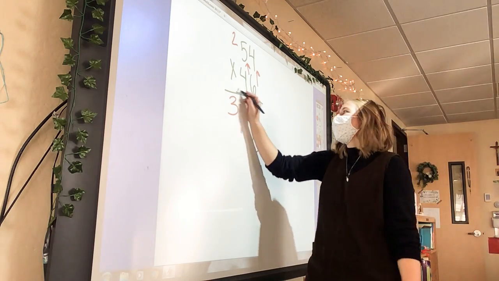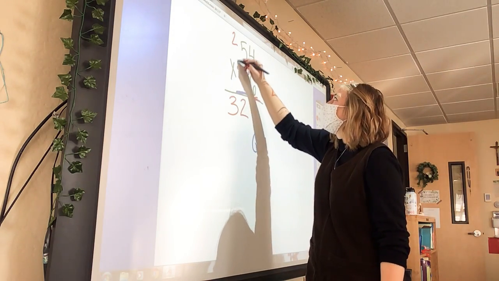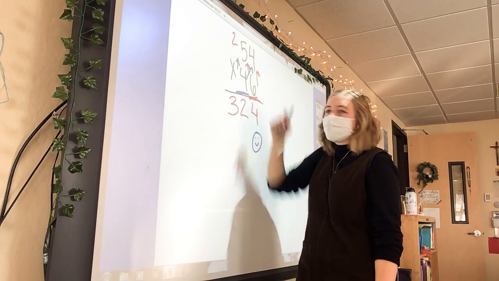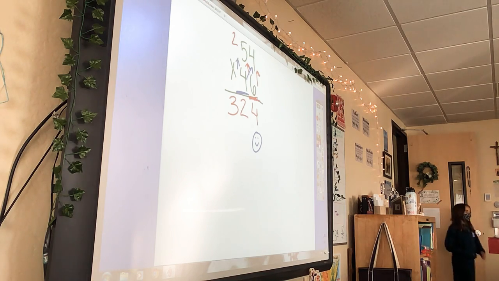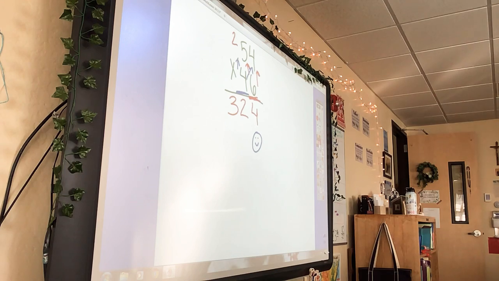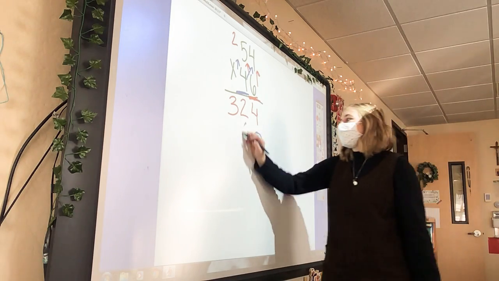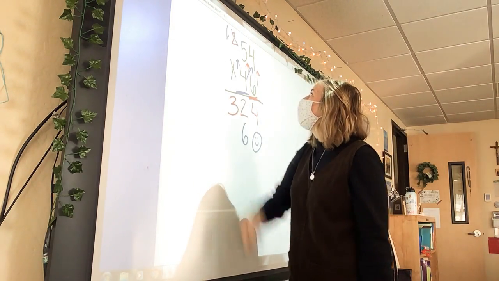We multiply this 4 by everything on top. So 4 times 4, 4 times 5. 4 times 4, think about it. Ready? Go. 16. Good. 16. 6 comes down. 1 goes up. All right. 4 times 5. Think about it.